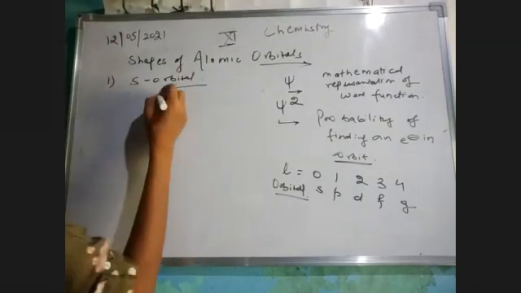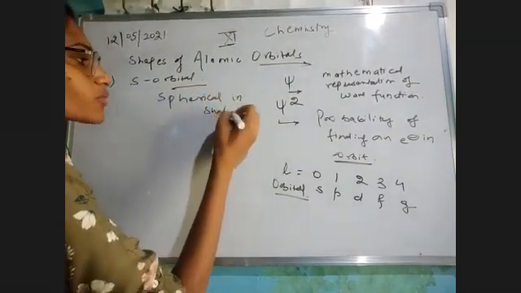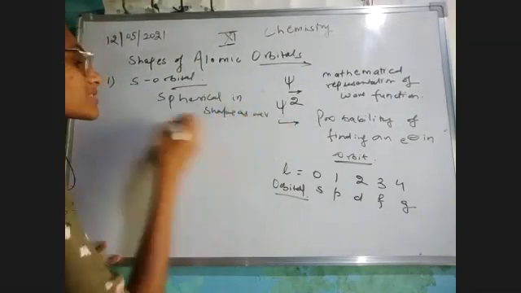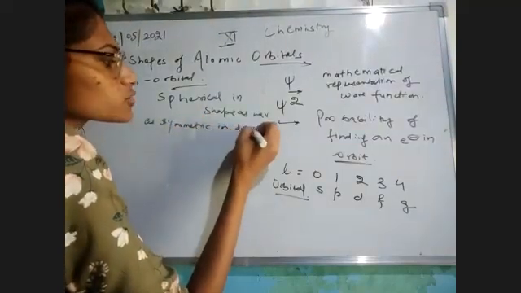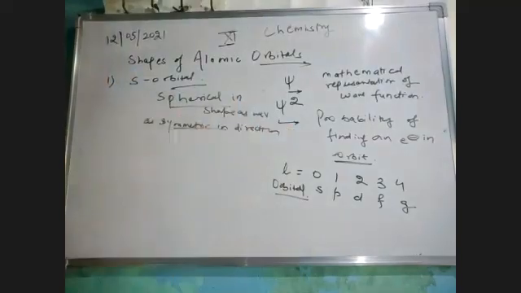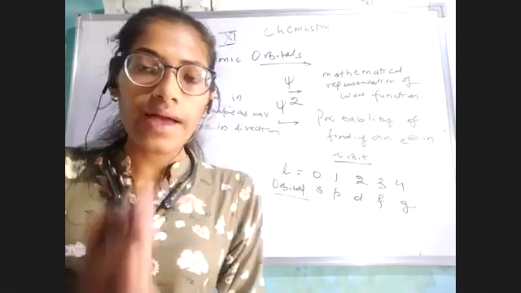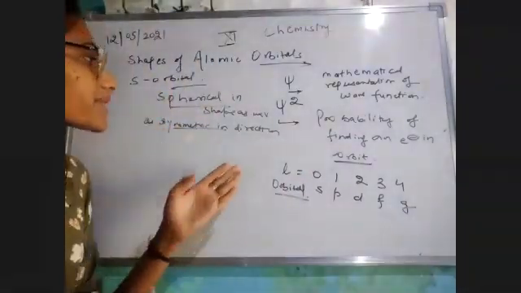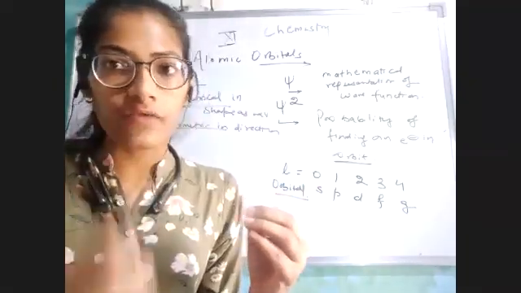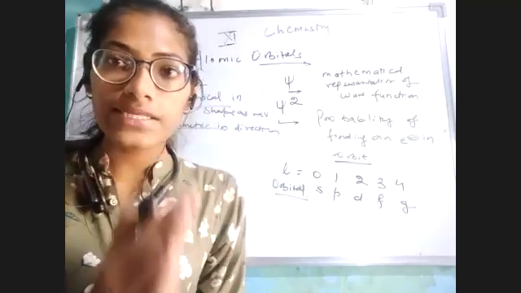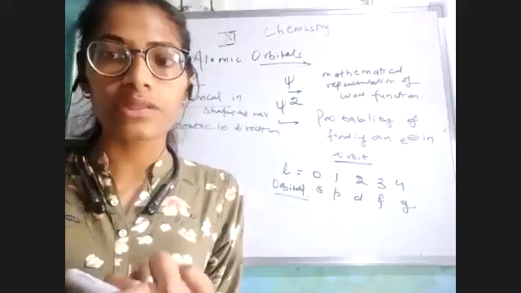The s orbitals are spherical in nature. They are spherical in shape, as well as symmetrical in all the directions. Now, it is quite obvious that if it is spherical in shape, it must be symmetric in all the directions. Whenever I say the shape of s orbital is spherical, it means it is symmetrical in each and every direction. So the probability of finding an electron could be easier in s orbital rather than in the p and d orbitals.